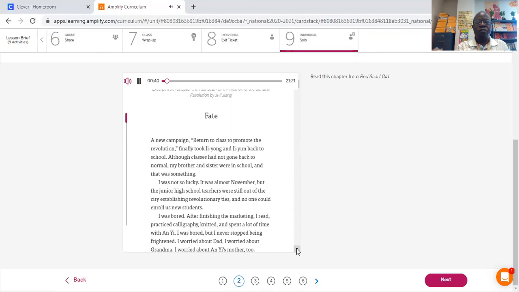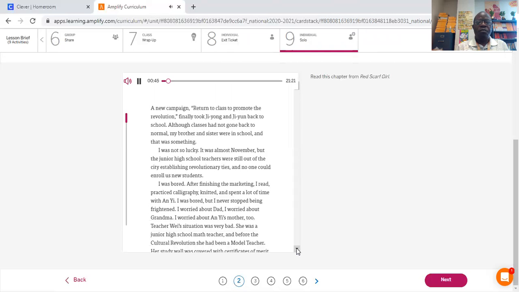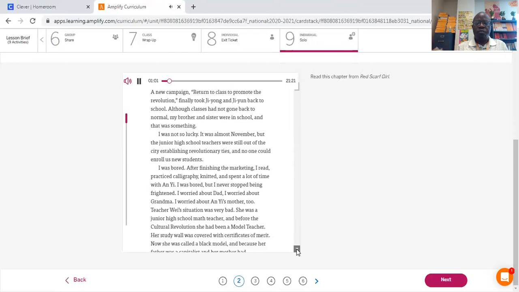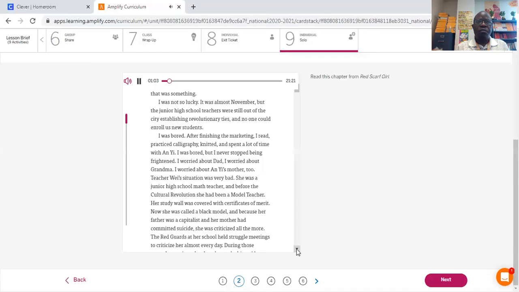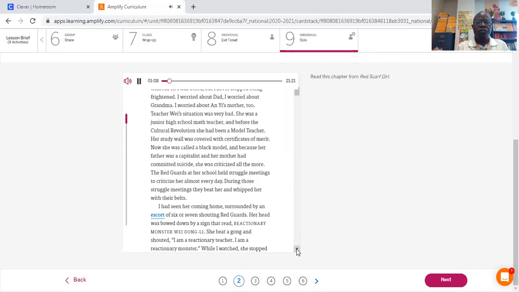I worried about Dad. I worried about Grandma. I worried about An Yi's mother, too. Teacher Wei's situation was very bad. She was a junior high school math teacher, and before the Cultural Revolution, she had been a model teacher. Her study wall was covered with certificates of merit. Now she was called a black model, and because her father was a capitalist and her mother had committed suicide, she was criticized all the more. The Red Guards at her school held struggle meetings to criticize her almost every day. During those struggle meetings, they beat her and whipped her with their belts.